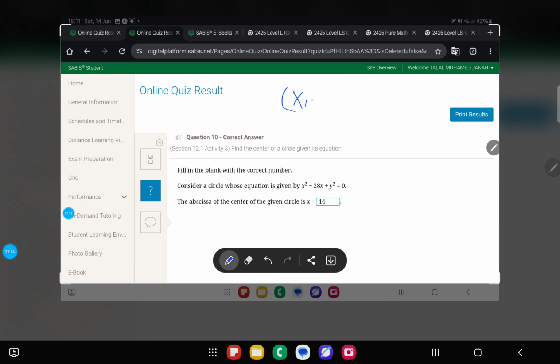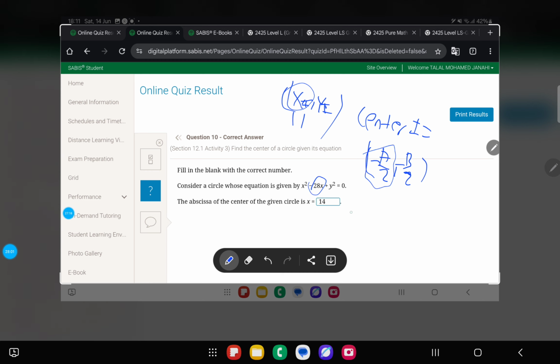So we have the center xi, yi. Okay, so to find the center, what's the rule to finding the center? Center I equals negative a over 2 and negative b over 2, right? They want us to find the abscissa. Abscissa means x, so we're gonna use only negative a over 2.